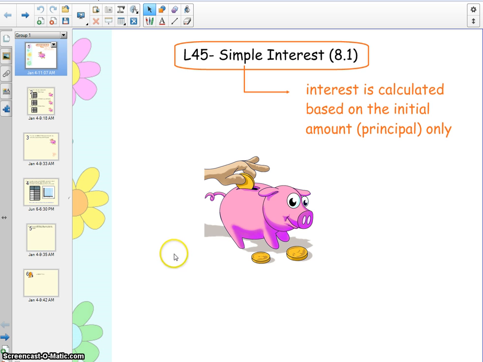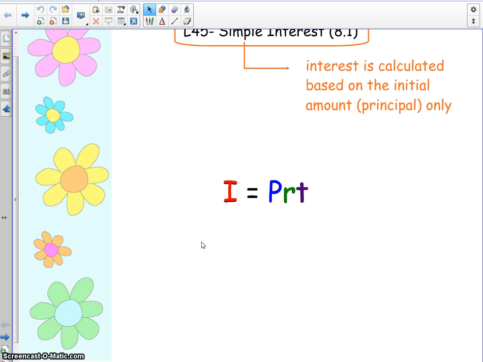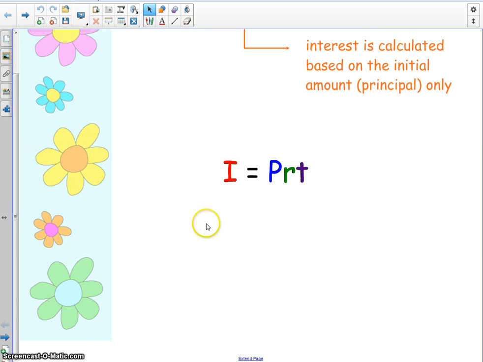So again, if the interest is only calculated based on your initial investment, the formula for simple interest is I equals P times R times T. And what do I, P, R, and T mean? Well, I is the amount of interest that you either earn or that you pay if it's a loan. P is your principal, so your initial amount either invested or borrowed.